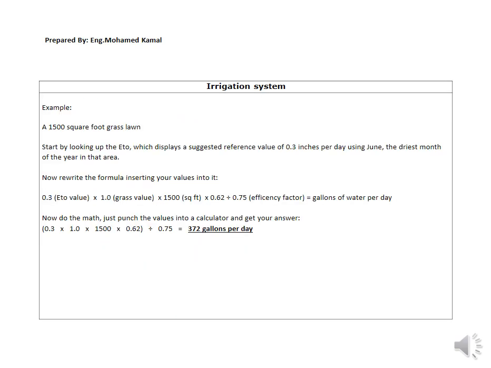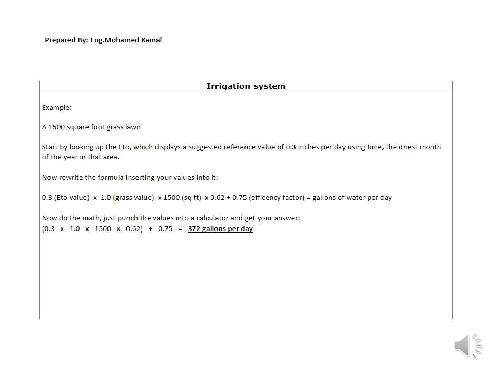If we have an example for more clarification of the indicated equation, let's say we have 1,500 square feet of grass lawn. Starting with the ETo using 0.3 inches per day, depending on the June or August month, so that means that we are going to follow the hottest months in the year to have actual rates of consumption through the summertime.